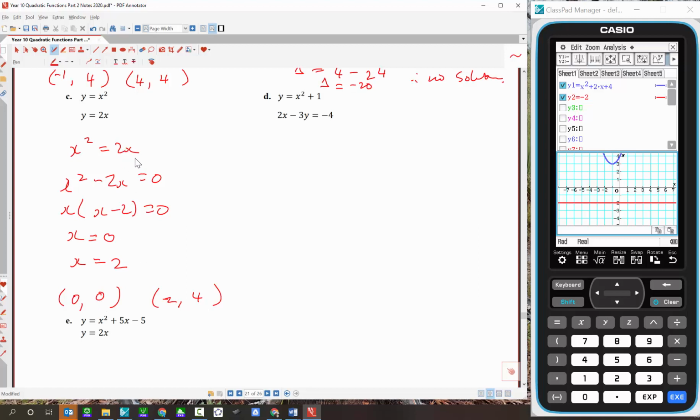Now notice also that I didn't run the discriminant check on that one, and that's because I knew I could quickly factorize it. So you don't have to run the discriminant check on everything, just the ones that you kind of don't like. All right, this one here.